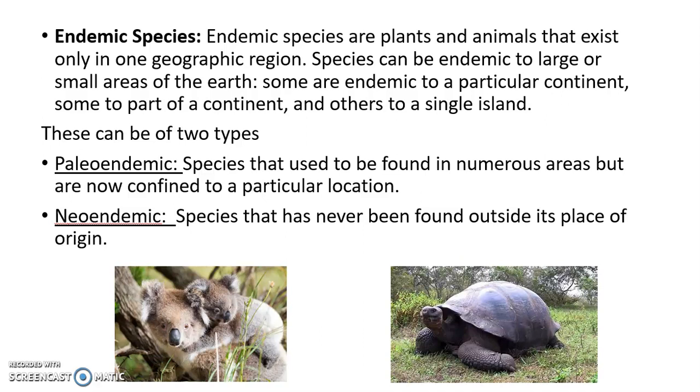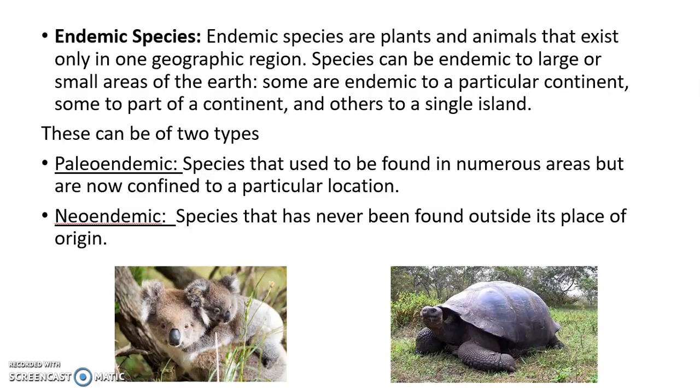Today we will be talking about the endemic species, native species and the exotic species. What is the difference between these species? So first of all, we will be talking about the endemic species. Endemic species are usually the species of plants or animals or other microorganisms that exist only in one geographical region. So the name endemic is given on the basis of their distribution in the geographical regions.